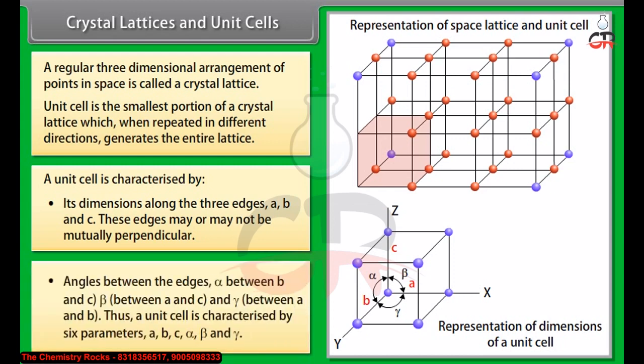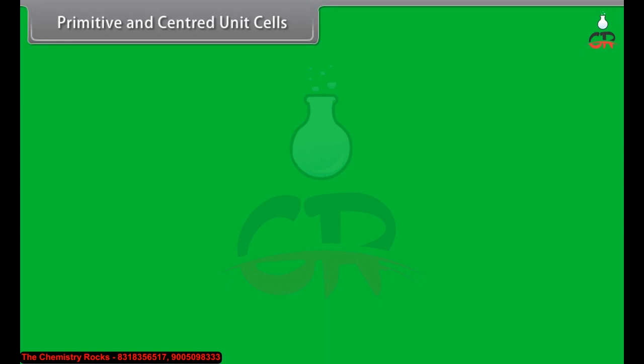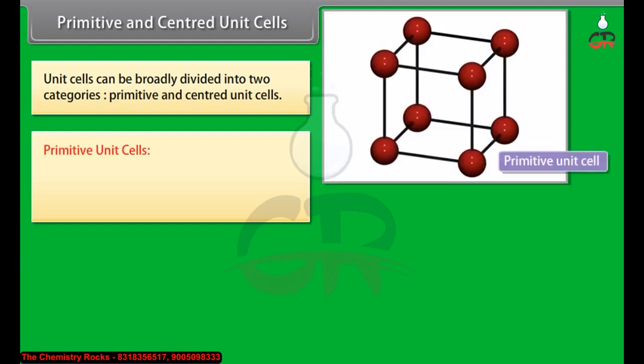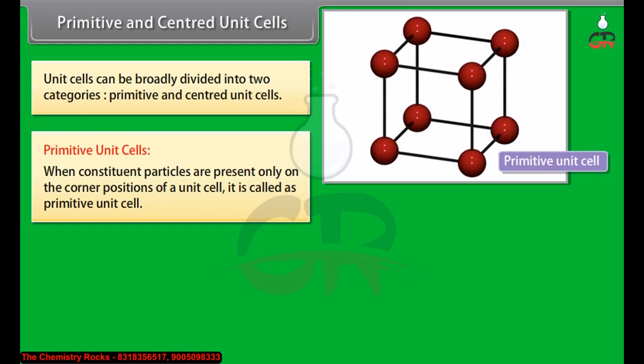2. Angles between the edges: alpha between b and c, beta between a and c, and gamma between a and b. Thus, a unit cell is characterized by 6 parameters: a, b, c, alpha, beta, and gamma. Primitive and centered unit cells. Unit cells can be broadly divided into 2 categories: primitive and centered unit cells. A. Primitive unit cells. When constituent particles are present only on the corner positions of a unit cell, it is called a primitive unit cell.